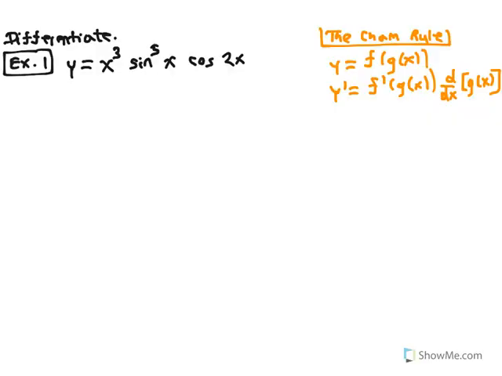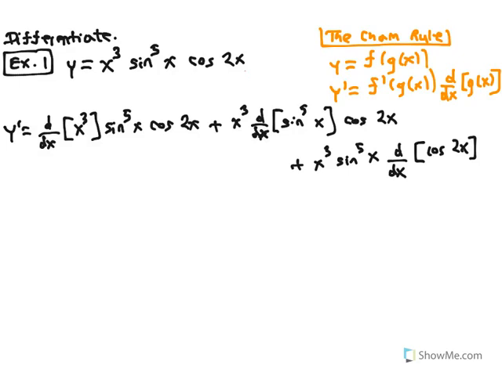We have example 1, y is equal to x cubed times sine to the fifth x times cosine of 2x. So we have a product of three differentiable functions of x, and we're going to use the product rule that we just learned to find the derivative of this function. And of course, you'll recognize that the second and the third functions are compositions of functions. So in addition to applying the product rule, within that work, you will also have to use the chain rule when you need to find the derivative of the second and the third functions.